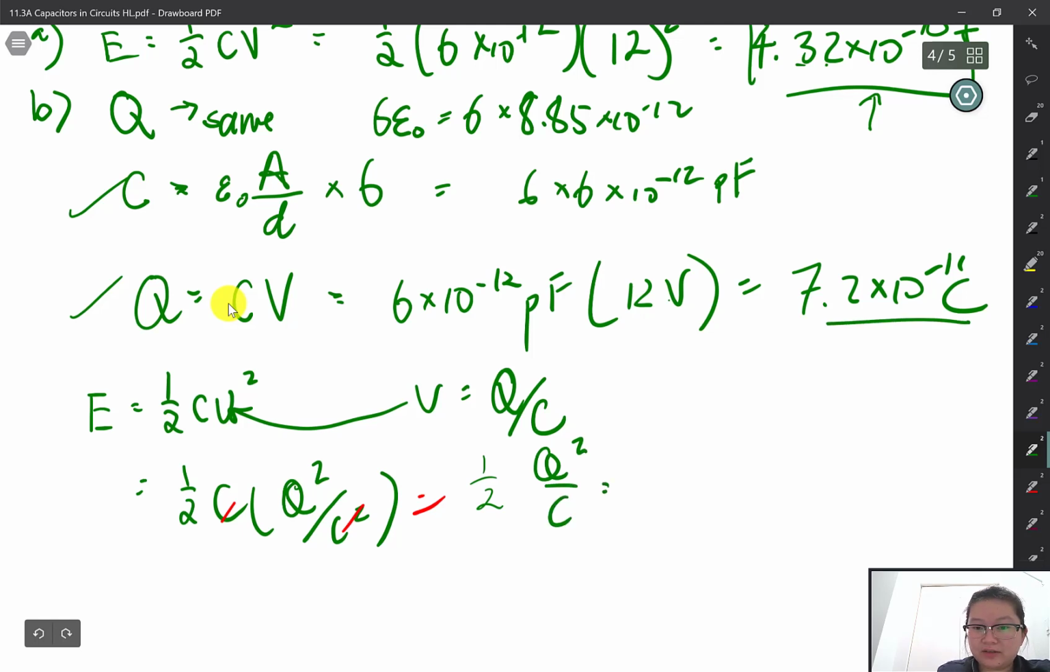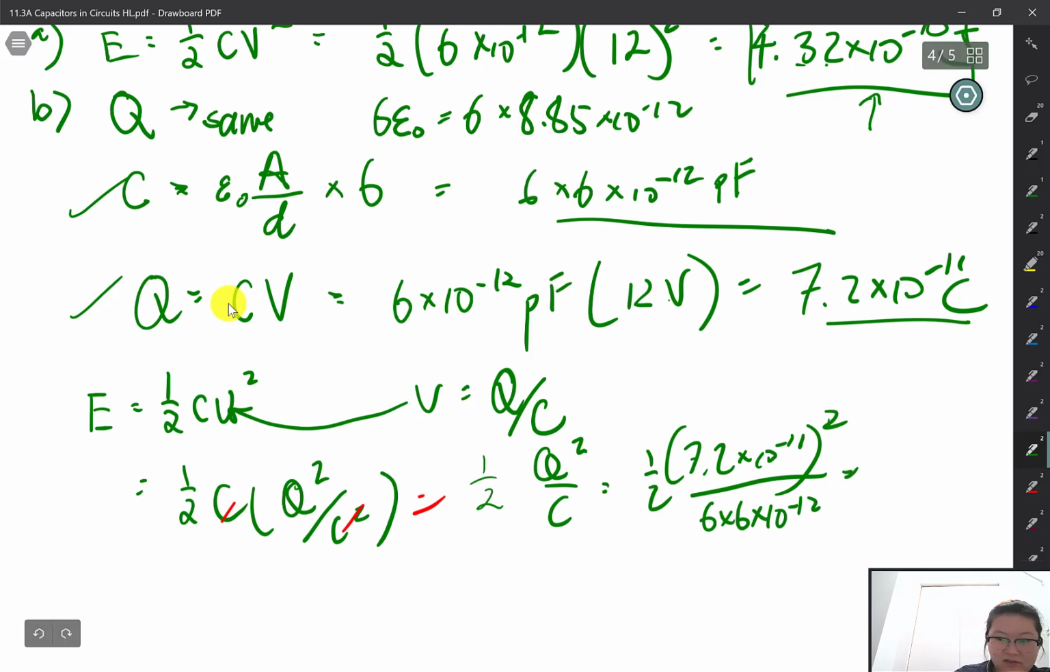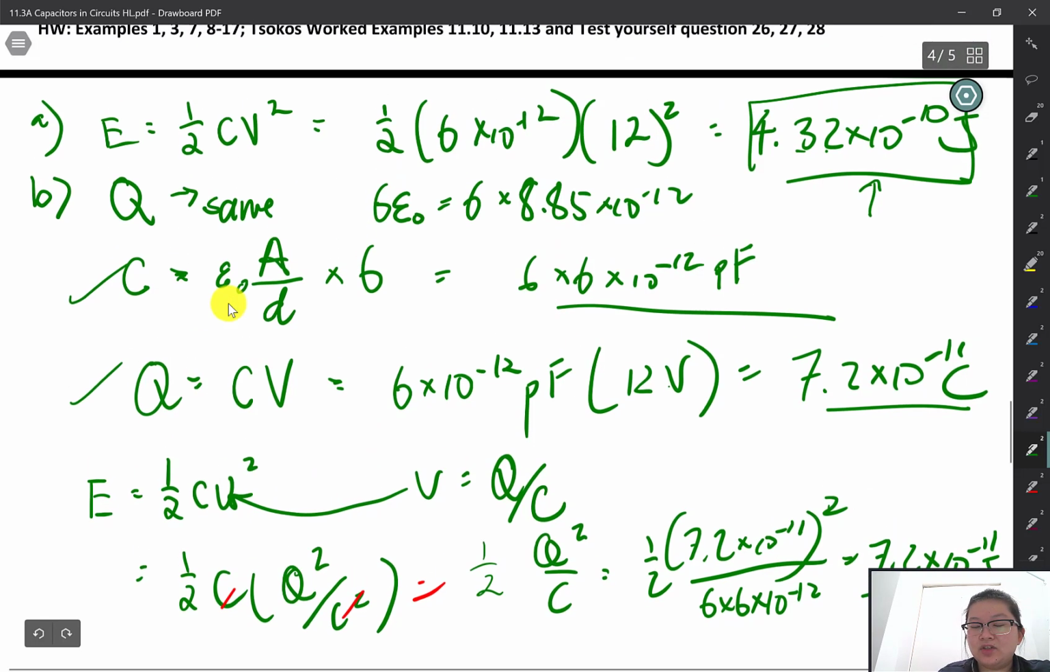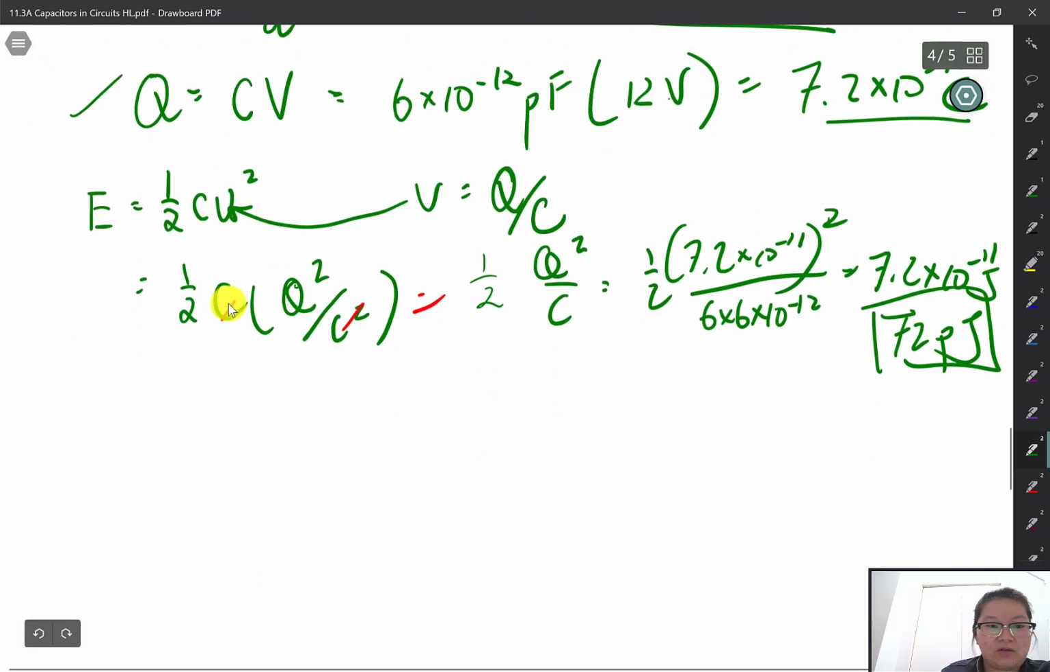My Q is here, so that's 7.2 times 10 to the power negative 11. Square that, don't forget that, the squaring is important. And then my new capacitance, which is 6 times 6 times 10 to the power negative 12 picofarad, or farads. Okay, putting all this in, I get 7.2 times 10 to the power negative 11 joules, which is in fact just 72 picojoules. Okay, so yes, it is less than the energy we have stored before, therefore we have done correct work. Okay, so that was B.